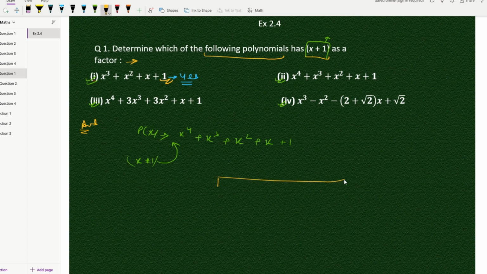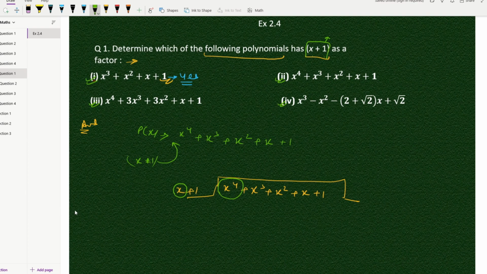One method is long division method, that is x⁴ plus x³ plus x² plus x plus 1. I have to divide it by x plus 1. So now the steps of long division have to be followed. तो first step क्या था हमारा? We have to search for the highest power of term in the polynomial. तो डिविडेंड में हाईएस्ट पावर वाली टर्म है x⁴ और डिवाइजर में है वो x.